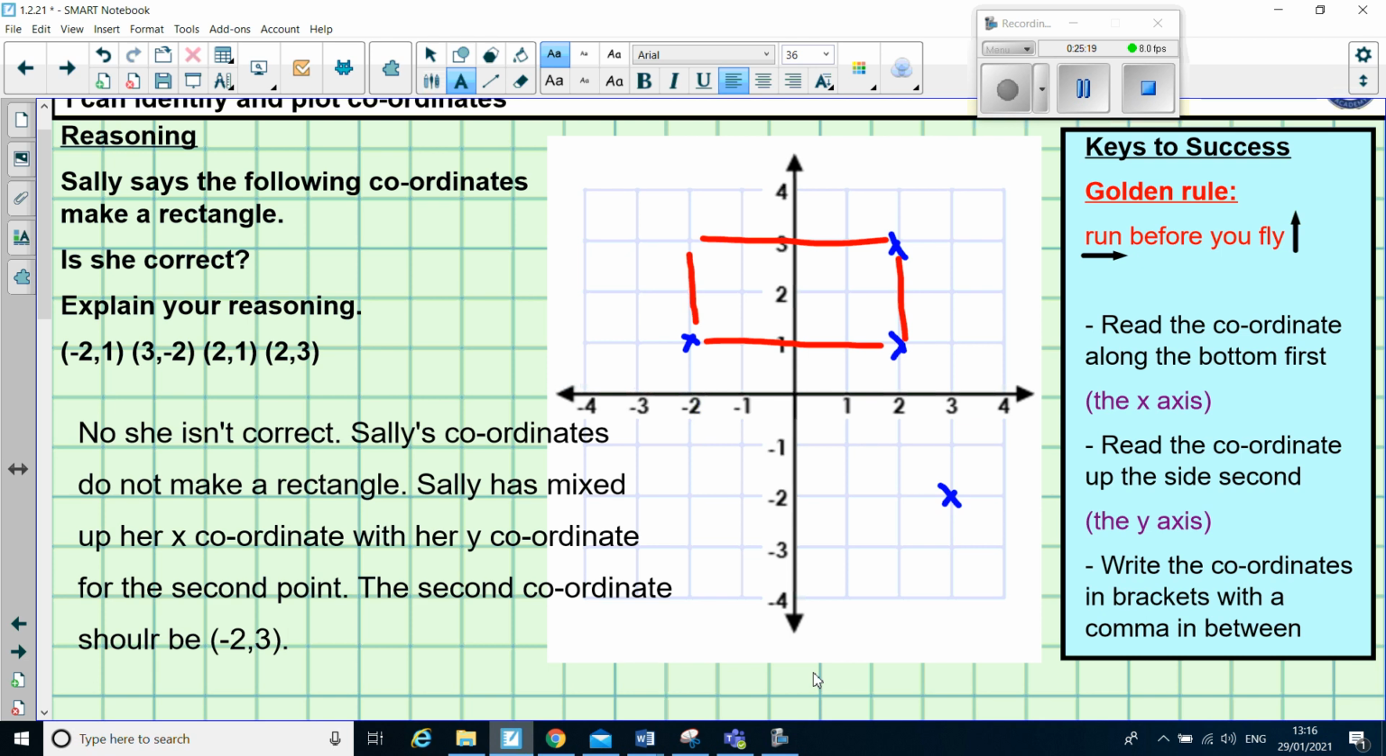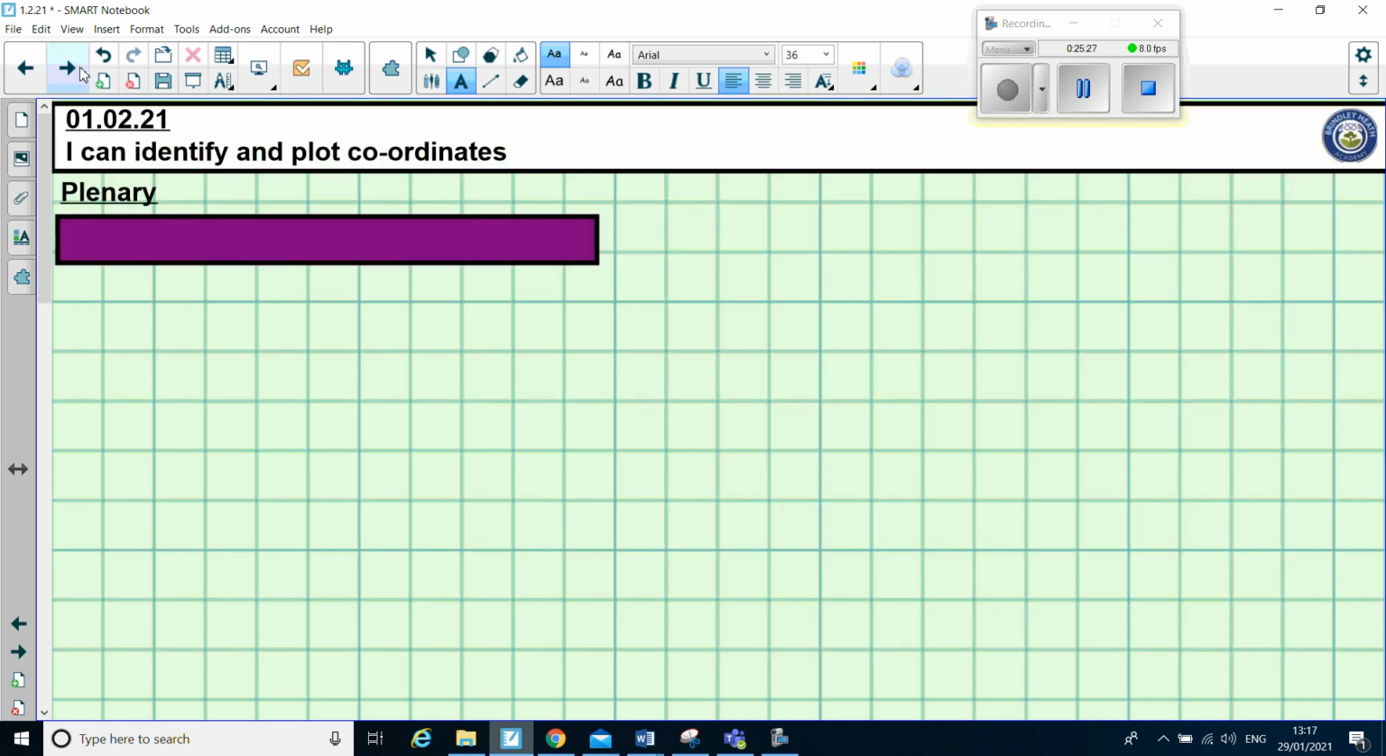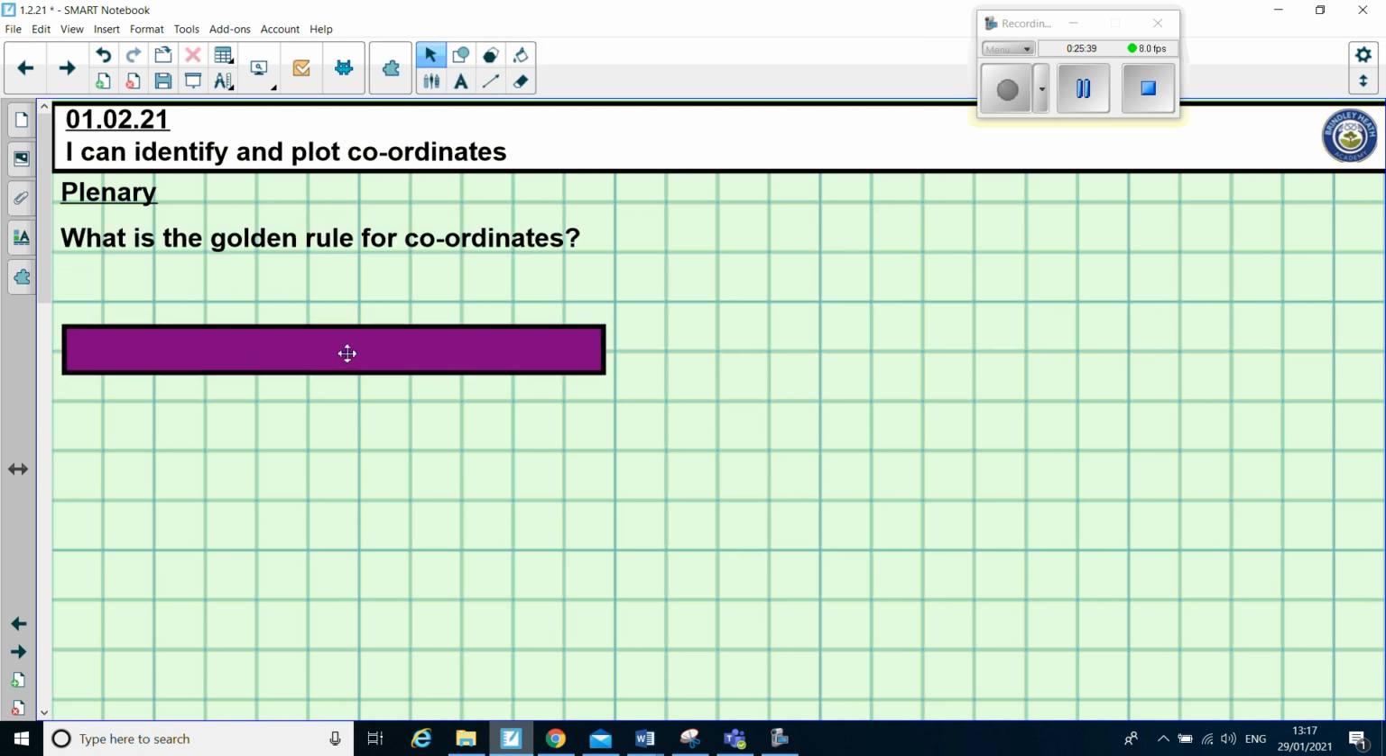Okay, so if you'd like to compare your answer to that reasoning question to my answer and see what you put. Okay, final thing then for today, Year 6, for our plenary then, I have one question that I would like you to consider. And that question is, can you remember the golden rule for coordinates? What is that golden rule? Okay, either shout it at the screen right now or write it down in your book.